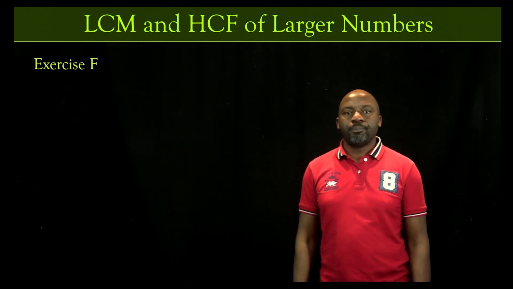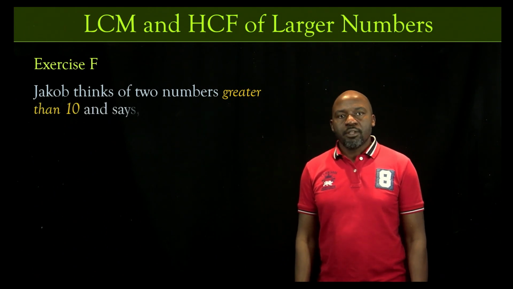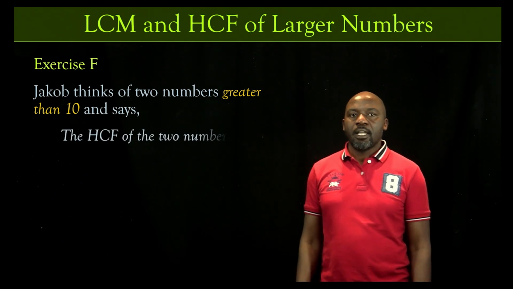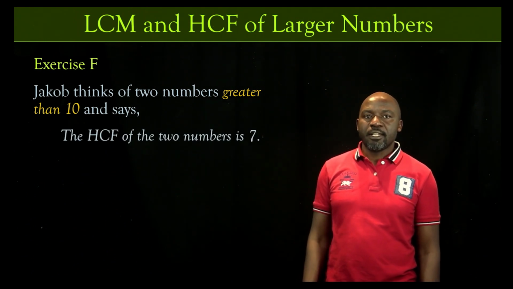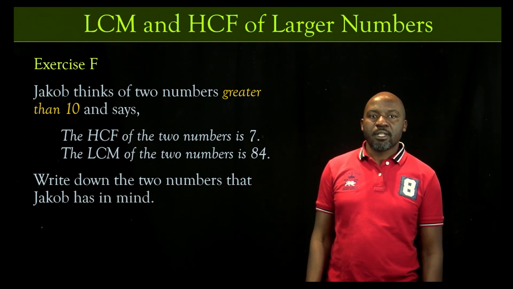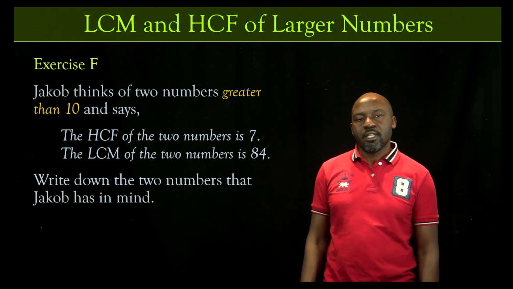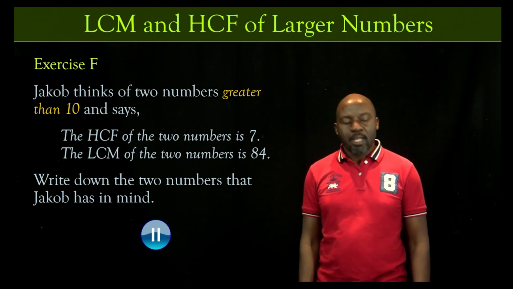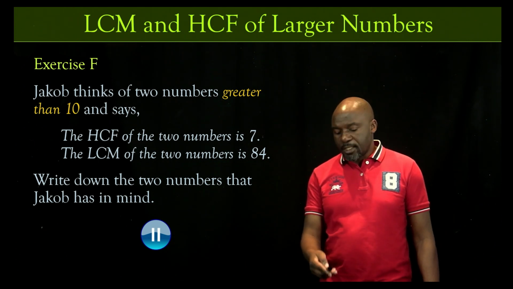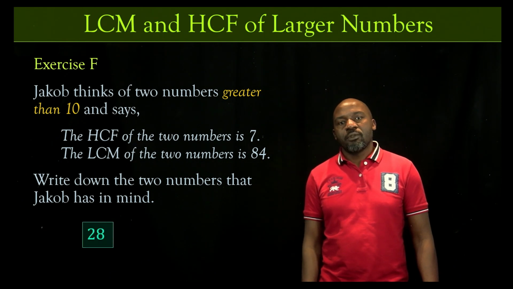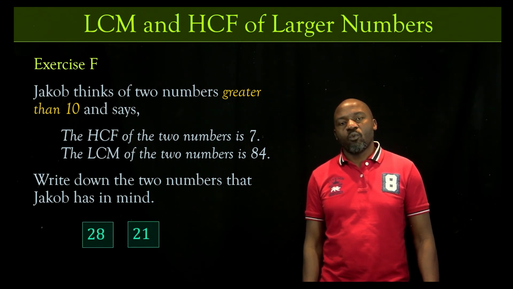Lastly, I believe, Jacob thinks of two numbers greater than 10 and says that the HCF of the two numbers is 7 and the LCM of the two numbers is 84. The question is, write down the two numbers that Jacob has in mind. Which are these two numbers Jacob is thinking about? I'm going to let you think about the solution to this, and the correct answer should be, if the two numbers are greater than 10, then the two numbers are 28 and 21.